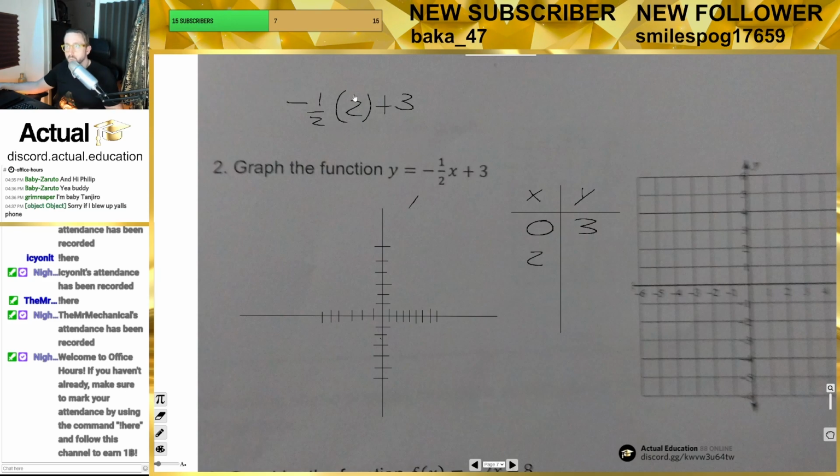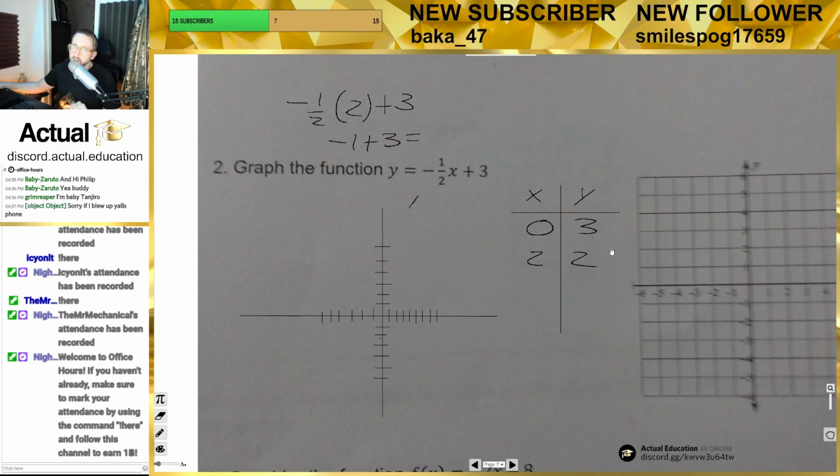Yeah. Okay. How do I do this? Take out that part. What's negative 1/2 times 2? Negative 1. Okay. So now I have negative 1 plus 3. What's negative 1 plus 3? 2. Good. Nice. It was confusing because I forgot that if you have a 1/2, it makes it half of the number.